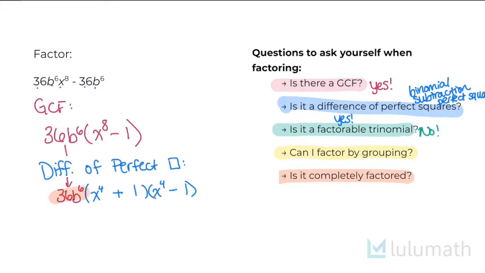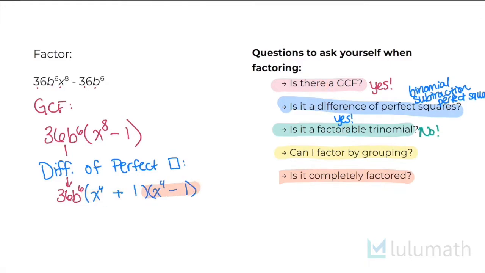So this 36b to the power of 6, is there a GCF? There is no GCF. Is it a difference of perfect squares? It is not a difference of perfect squares because it is a monomial. It's not a factorable trinomial for the same reason, and we already said we can't factor it by grouping. So now let's look at x to the power of 4 plus 1. There's no GCF, there's nothing in common. It's not a difference of perfect squares because there's addition. It's not a factorable trinomial because it's a binomial, and we already established that we can't factor it by grouping as well.